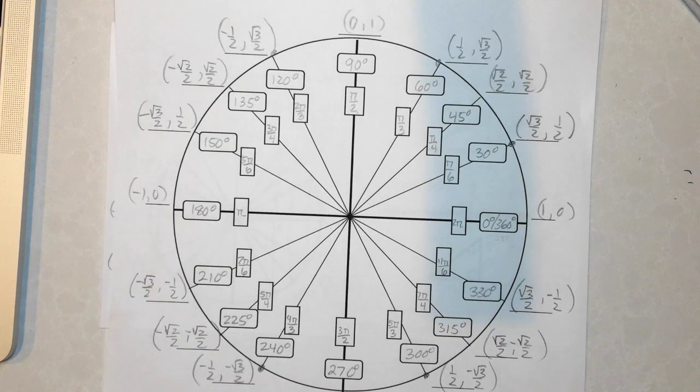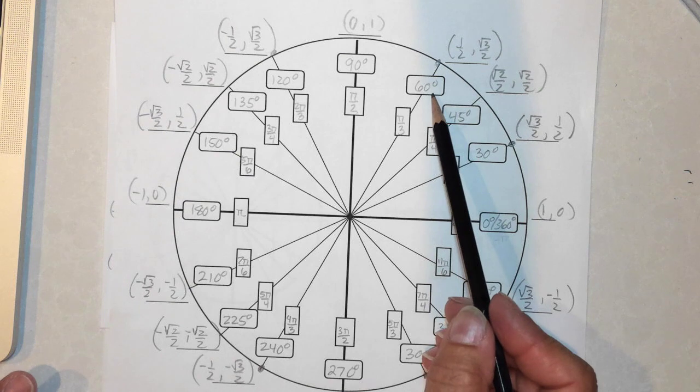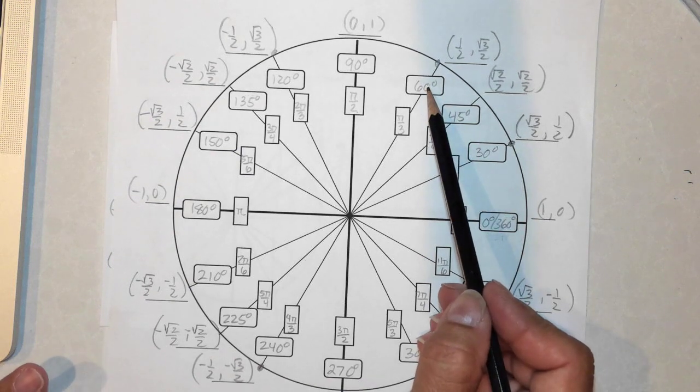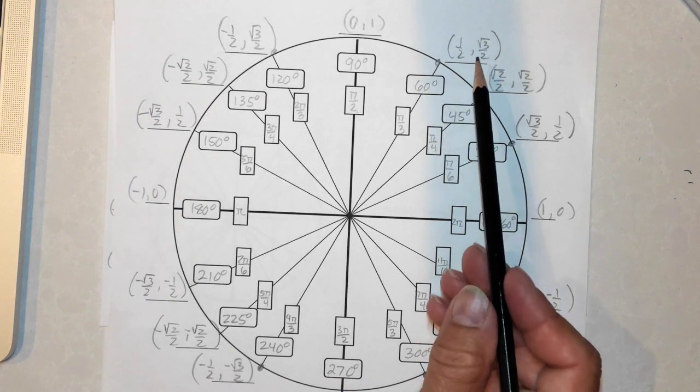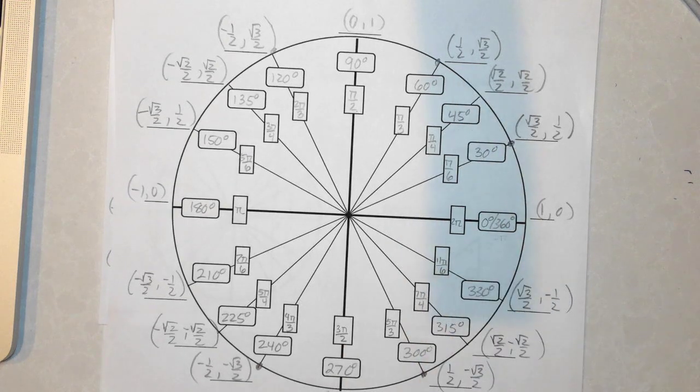So now I can again, like, what's the cosine of 60? Well, I go to 60, then I remember that cosine is x, so I pick 1/2. I feel like you're experts.